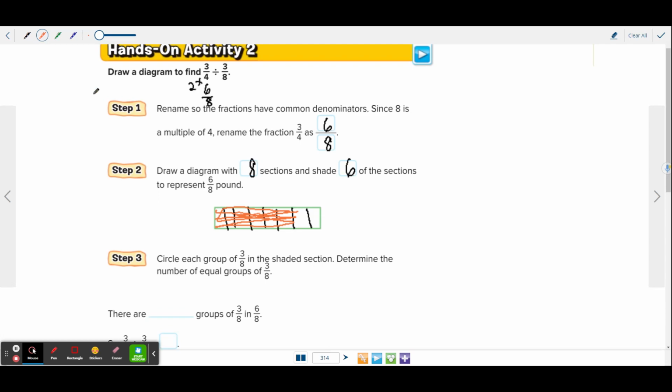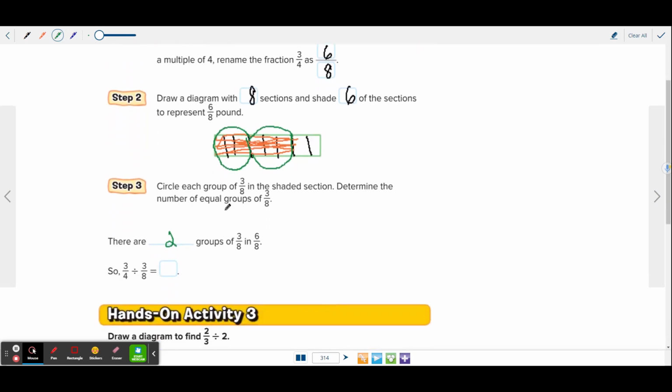Now circle each group of 3/8 in the shaded section. Okay, so 1, 2, 3. 1, 2, 3. 1, 2, 3. Yep. Okay. And I don't circle this because it's not shaded. So there are 2 groups of 3/8 in 6/8. So 3/4 divided by 3/8 is 2.